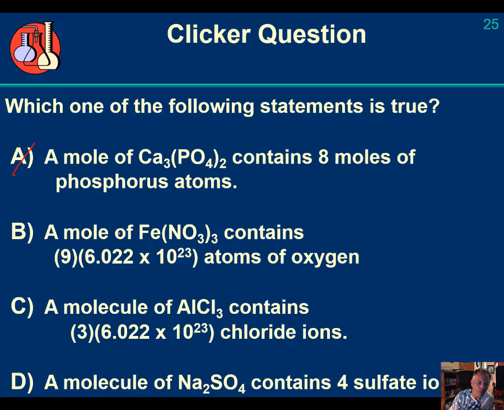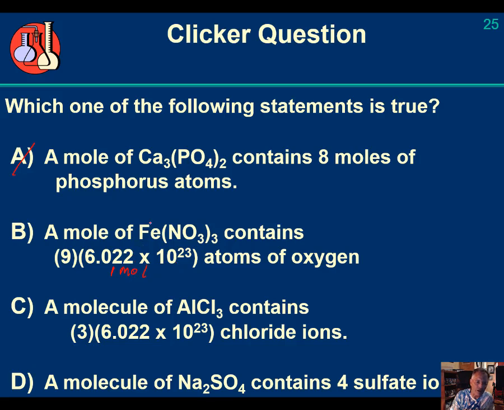A mole of, this is an ionic compound called iron 3 nitrate, and it says it contains 9 times Avogadro's number atoms of oxygen. Well, what you want to think about is this. This is equal to 1 mole. So Avogadro's number is just referring to a mole.